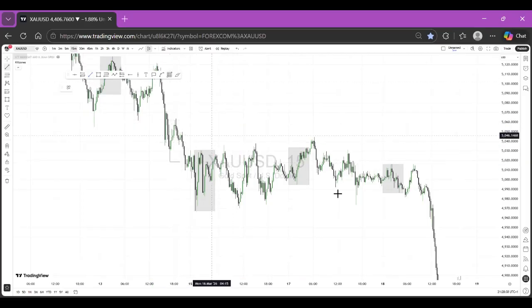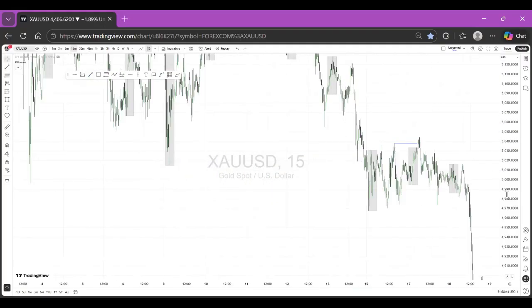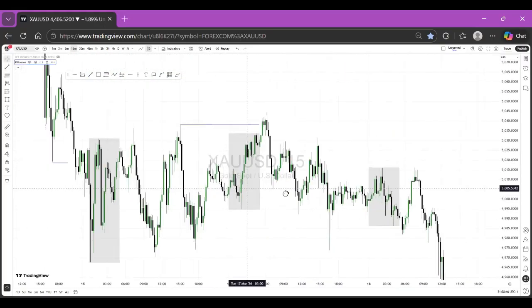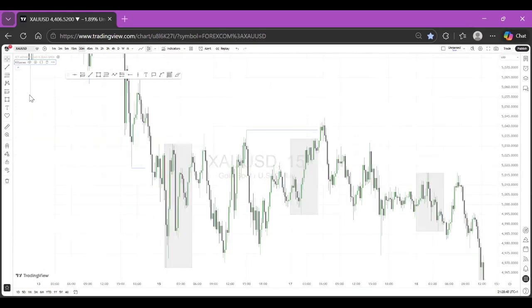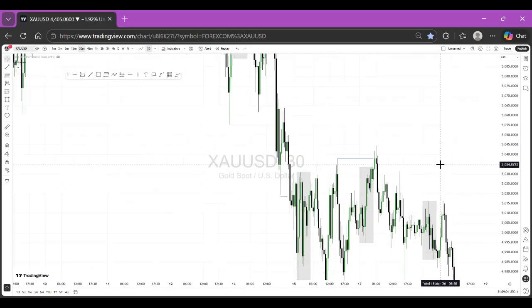You can see previous day high liquidity close to a valid point of interest, which validates the setup. Because overall direction is what? Overall direction is bearish.